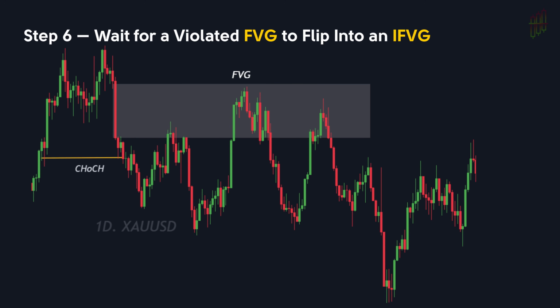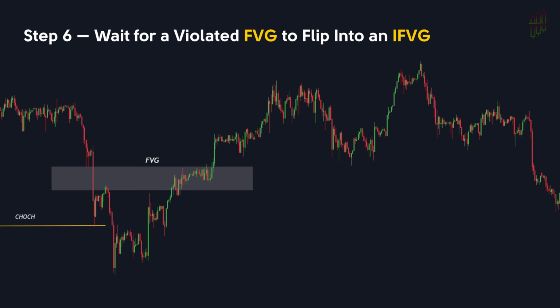When price finally enters your higher time frame fair value gap, your job is to watch how the market reacts on the lower time frame. And this is where the most important moment of the entire strategy occurs. If price aggressively slices through a lower time frame fair value gap without pausing, rejecting, or showing any form of hesitation, that original imbalance immediately transforms into an inversion fair value gap, a powerful signal that institutions have stepped in with decisive force.